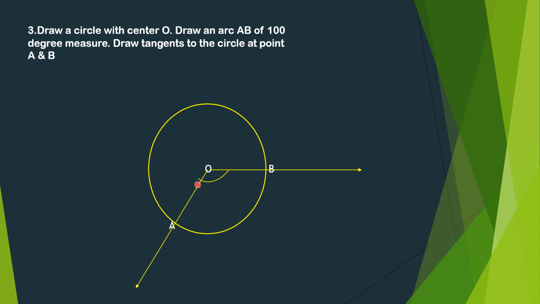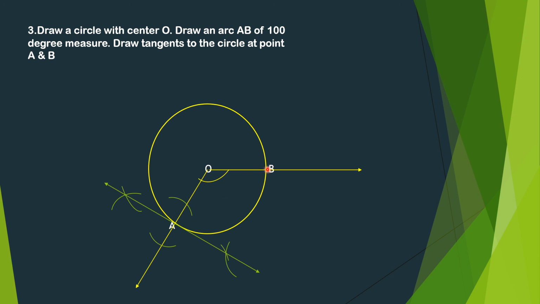This is a central angle, and we know that the measure of the arc is equal to the measure of the central angle. So the measure of this arc AB is 100 degree. Now we have to draw tangents at points A and B respectively. So from point A with a suitable distance, with the help of the compass, draw two arcs. Then from these two arcs, again with the distance between these two arcs, draw two intersecting arcs and then draw a tangent at point A. Do the similar procedure at point B.